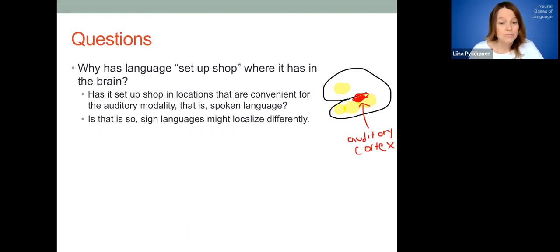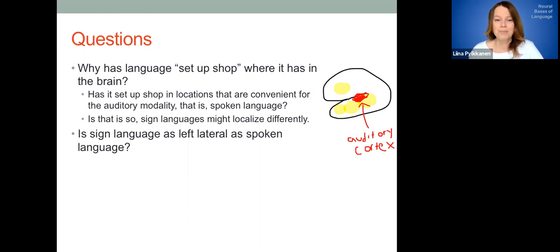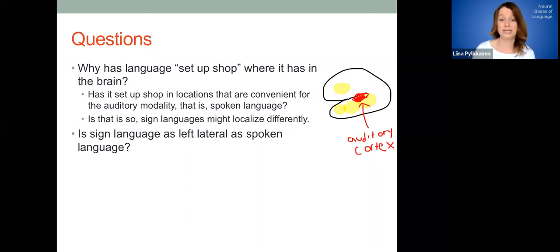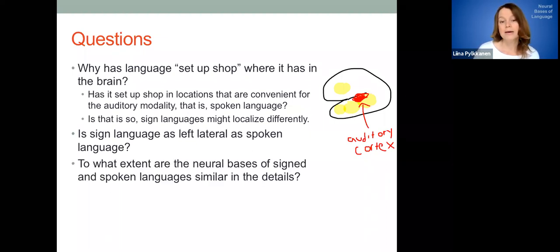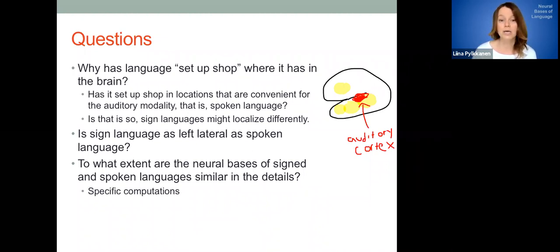If that is correct, then sign languages might localize differently. We would get some relevant data for this question from sign language. So first I want to ask a broader question, and that is whether sign language is as left lateral as spoken language. And then we'll turn to a finer grained level. So then we'll also ask, to what extent are the neural bases of signed and spoken languages similar in the details? So when we talk about more specific computations, including the timing of those computations.